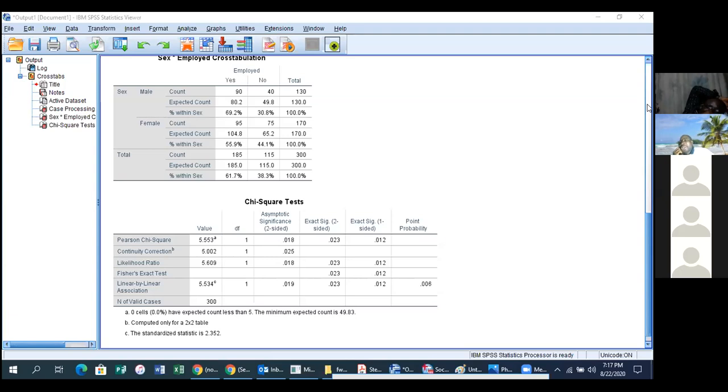Now, I want somebody to quickly do some calculation with your phone, because this is a workshop, even though it's virtual.